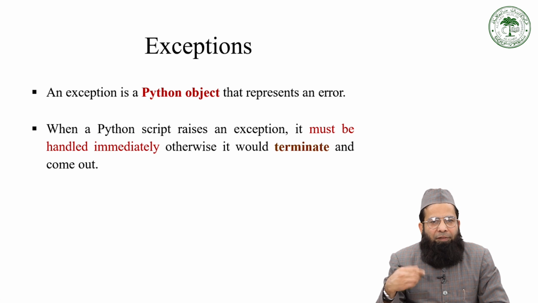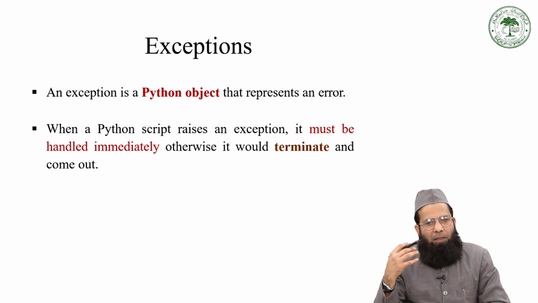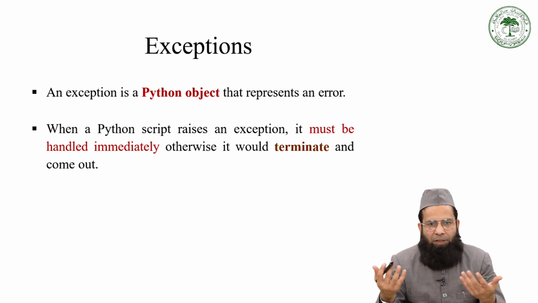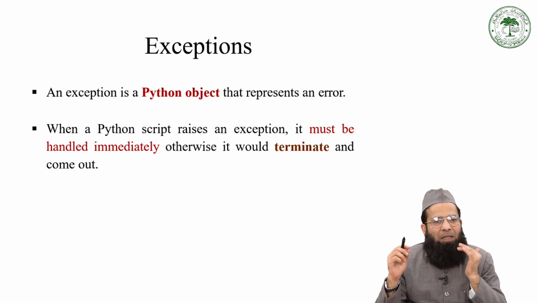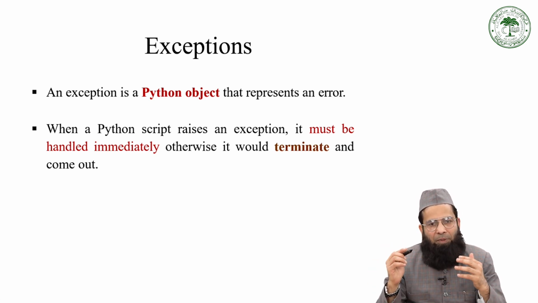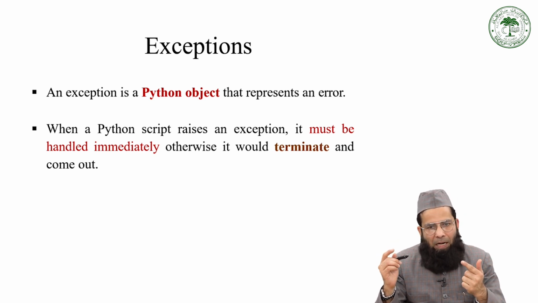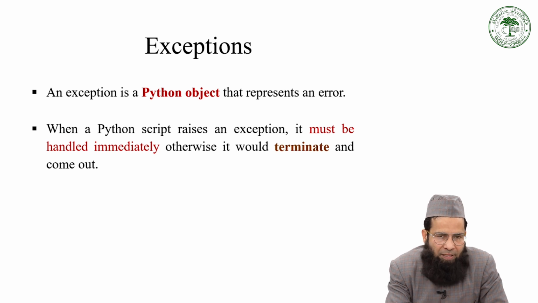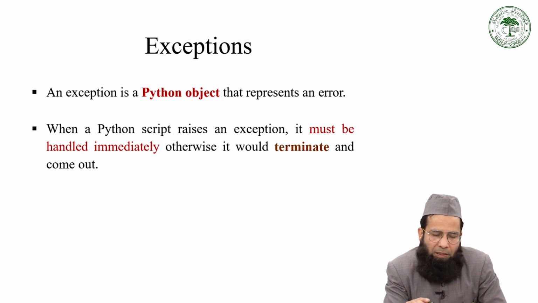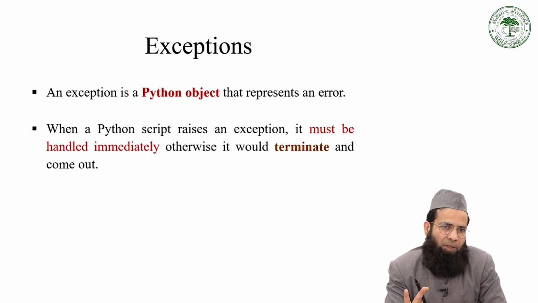So how will we define an exception? An exception is a Python object that represents an error. There is an error because of different conditions, and the program has generated a certain exception. When a Python script raises an exception, it must be handled immediately. Otherwise, it would terminate and come out. So like we have seen, if there is an exception, the program would be terminated unless you write code to handle those exceptions, right?